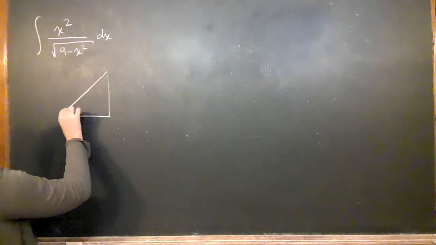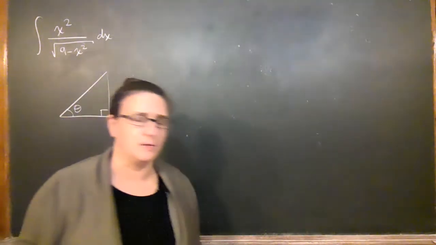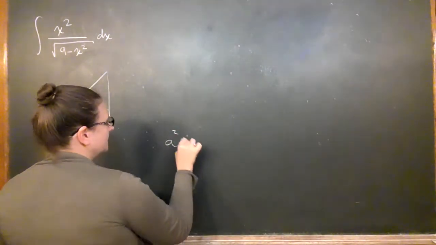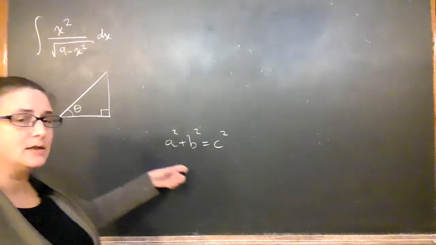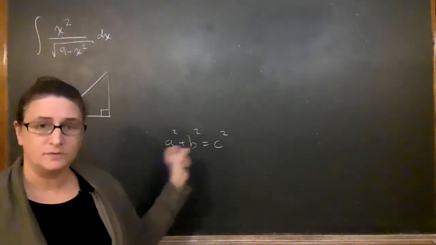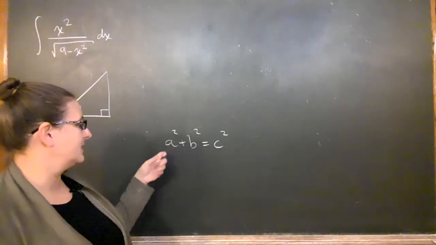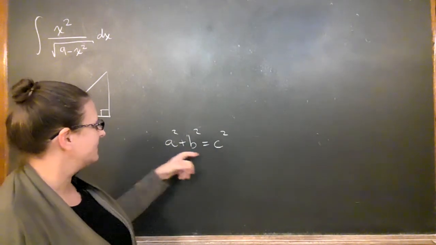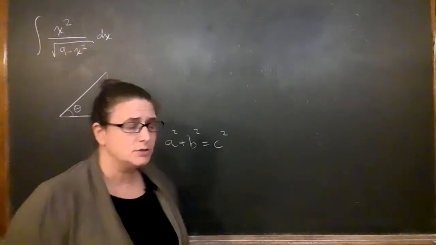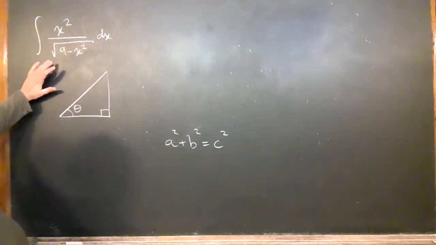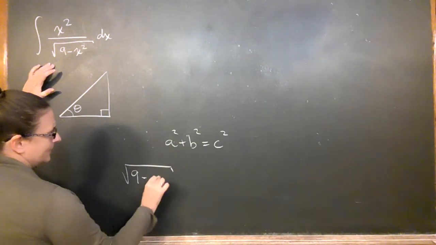Okay? So the idea is, here's my right triangle, and this is all based on the Pythagorean theorem, right? a squared plus b squared equals c squared, where c is the hypotenuse and a and b are the legs. Now if I solve for c, I'm going to get the square root of these two. If I solve for b, I'm going to get the square root of c squared minus something, etc. So the square root that we have appearing in our integral is the square root of 9 minus x squared.